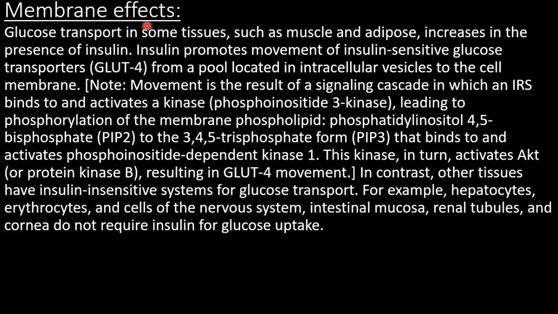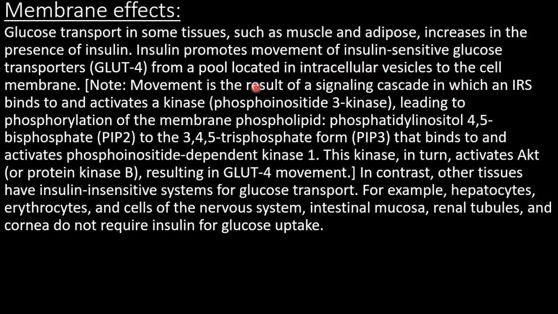Then membrane effects, especially in the adipocytes and the muscle cells. How does insulin cause the GLUT4 receptors to move to the membranes so as to increase glucose uptake? Now, glucose transport in some tissues such as muscles and adipocytes increases in the presence of insulin. Insulin promotes the movement of insulin-sensitive glucose transporters, known as the GLUT4 transporters, from a pool located in the intracellular vesicles to the cell membrane.